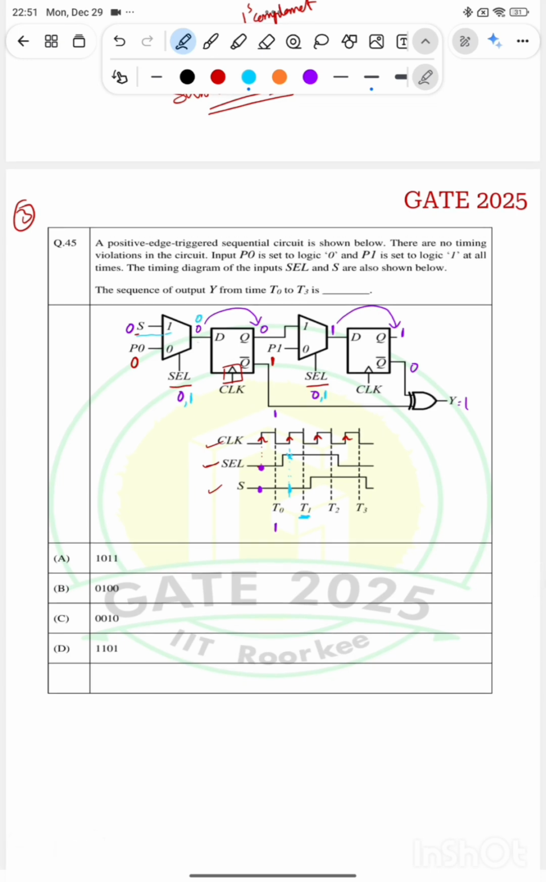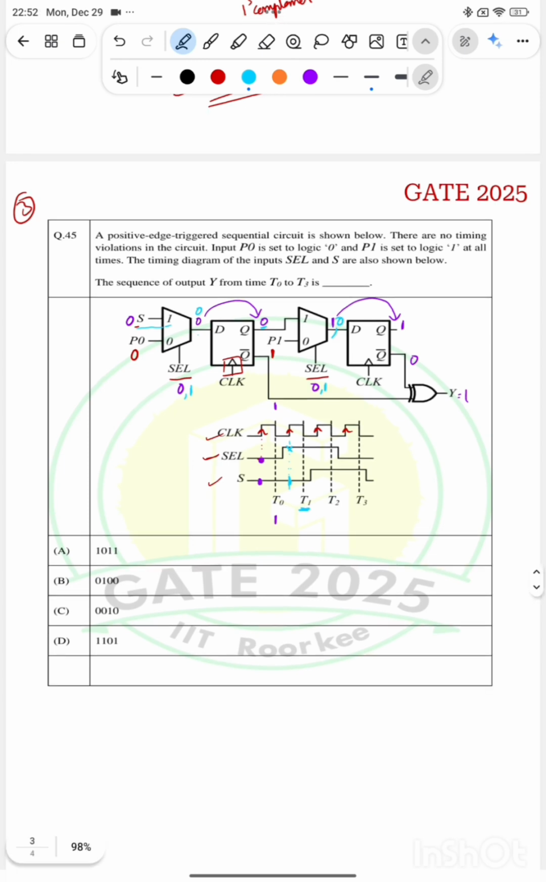And what will be here? So the previous input is 0, right? So that same 0 will be available here. So in this rising edge the output Q will be this 0, so I will get 0 here and here it will be 0. So what will be Q bar? Q bar will be equal to 1 here and here the Q bar will be equal to 1. So 1 XOR 1 is 0. So at T1 the output will be 0.